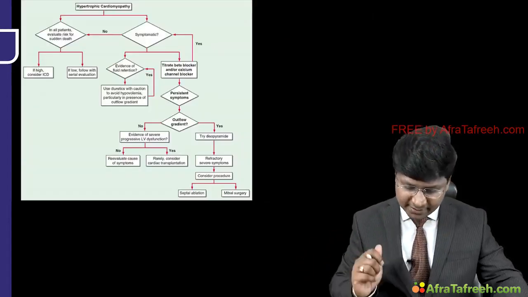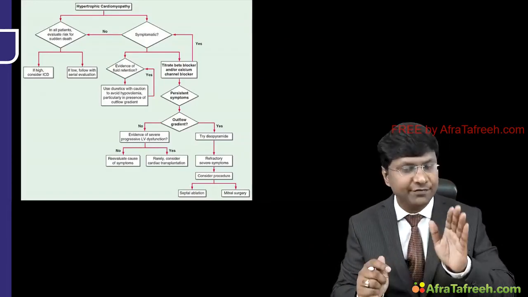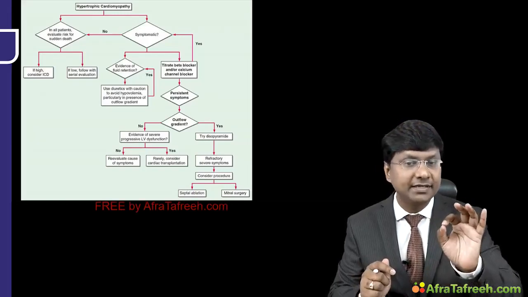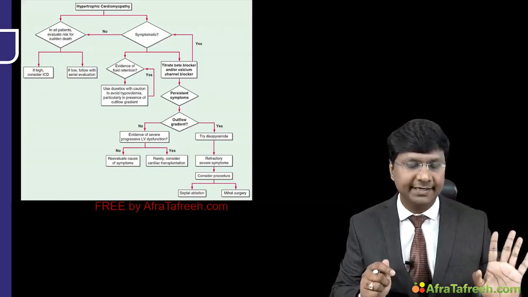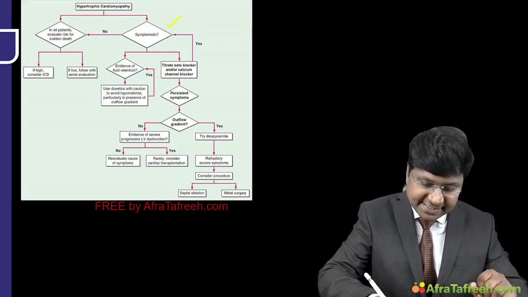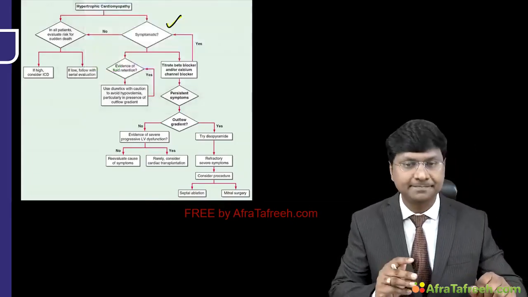Now, you take the subsequent treatment in the form of a flowchart. First and foremost, if you're seeing a patient with hypertrophic cardiomyopathy, you need to evaluate the risk of sudden cardiac death. Is it present or absent? Or if the individual is symptomatic or asymptomatic, that is what you have to look for.